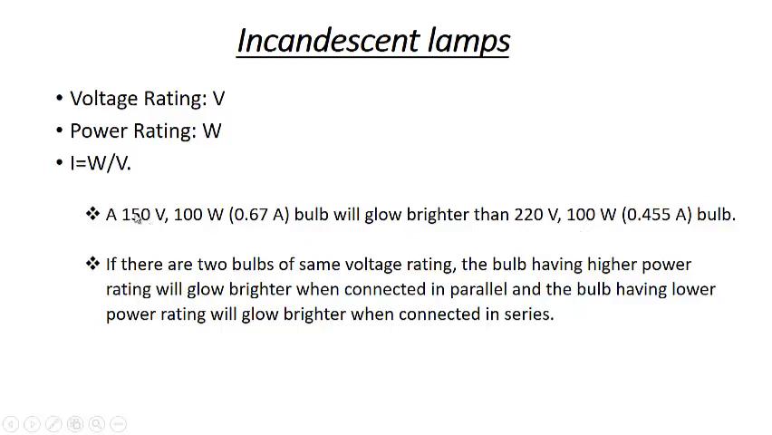Similarly, for example, if the voltage supply is 150 volt and we test this bulb, it will definitely consume 100 watt and its glow is as per the 100 watt. And when 150 volt is given to the other bulb, its wattage will not be 100 watt, it will definitely be very much less than 100 watts. That's why I told you that this will glow brighter as compared to this.